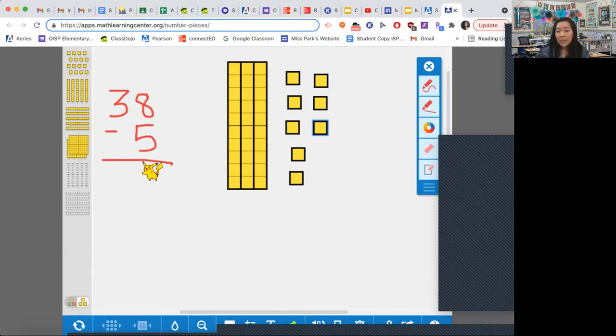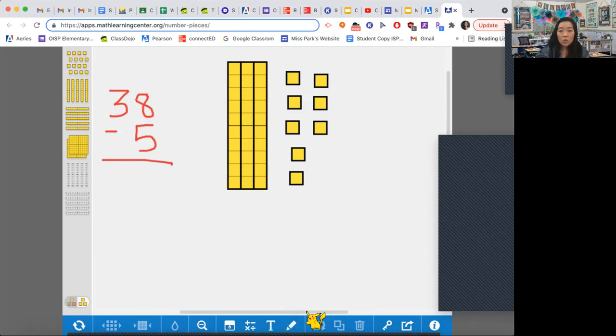Now, which number is bigger, 8 or 5? Make sure you guys are on task in the chat. Which number is bigger, 8 or 5? Very good, Kayla. 8 is the bigger number. So let's all go ahead and circle the 8 because you guys should all be writing this down. Circle the 8.